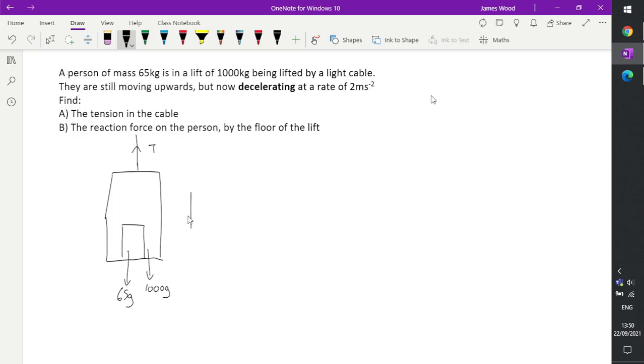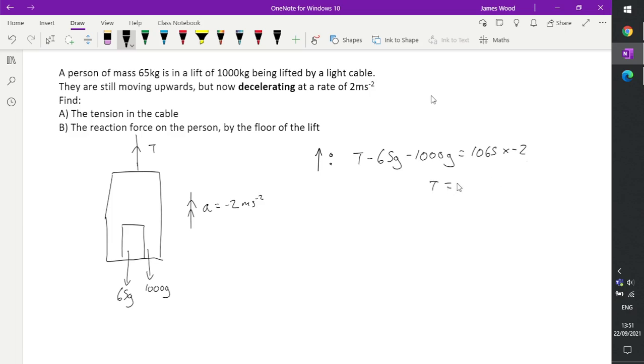And then for the acceleration, I'm still going to label it like that because they're still moving up. But then I'm going to write the acceleration as minus 2 meters per second squared because they're decelerating. And we're going to work out the tension again, and we're going to work out the reaction on the person's feet as well. So if we consider the whole system going upwards, T minus 65G minus 1000G, because the total mass, which is 1065, times the acceleration upwards, which is minus 2.